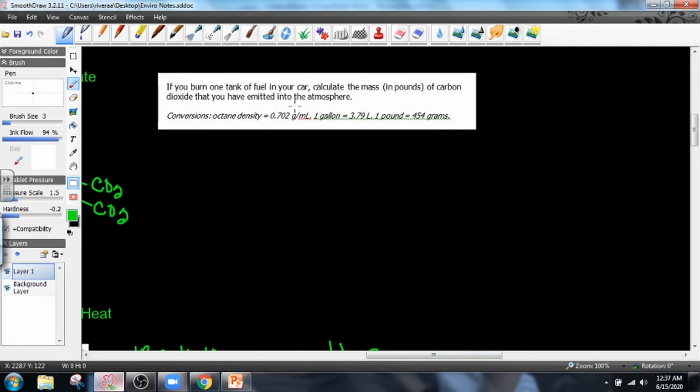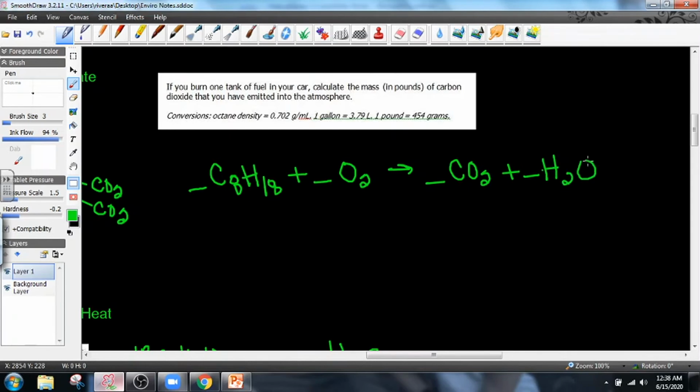If you burn 1 tank of fuel in your car, and the fuel in your car, if you're driving a standard vehicle, is mostly octane, C8H18. And you're burning it with O2. You know you're putting out CO2 and H2O. Oh my gosh, you guys, I don't even have a calculator up here. Let's balance this reaction with 8, 9, 25 oxygens, so 12.5.